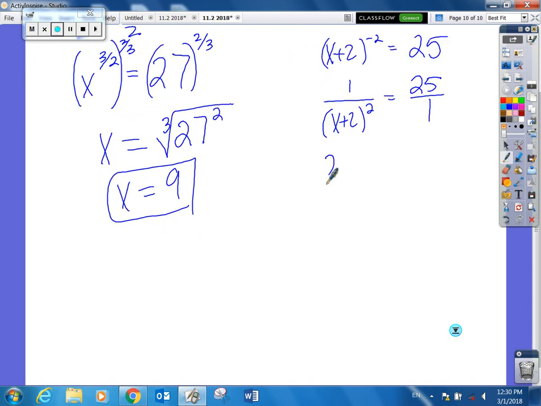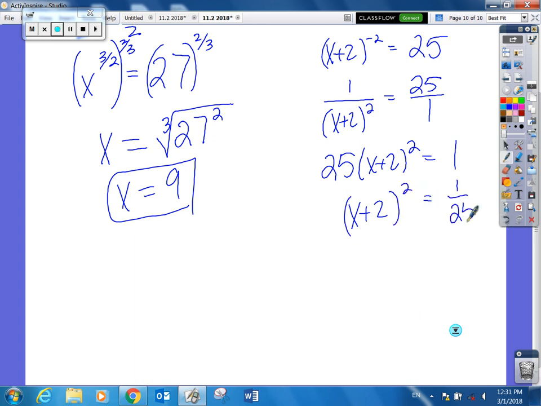All right, so then we cross multiply. 25 times (x plus 2) squared. Do not square x plus 2. Okay, there's no need to do all that. So we get (x plus 2) squared equals 1 over 25, because we divide by 25 on both sides. Then we can take the square root.